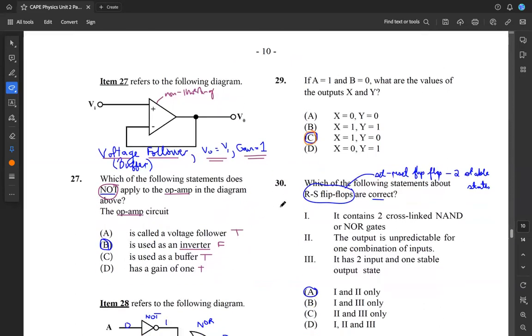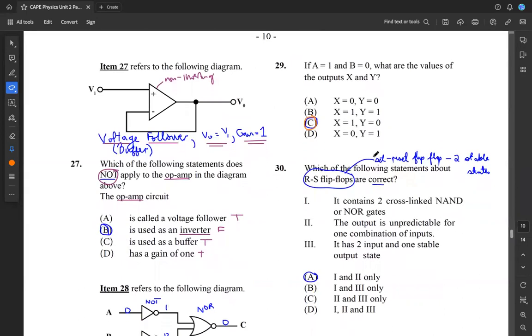So 30 now. 30 is saying which of the following statements about RS flip-flops are correct? So an RS flip-flop is a set-reset flip-flop and it has two stable states. That's just a quick revision on what RS flip-flops are. Which of the following statements about RS flip-flops are correct? It contains two cross-linked NAND or NOR gates. So this is true. This is how we construct the RS flip-flops, right?